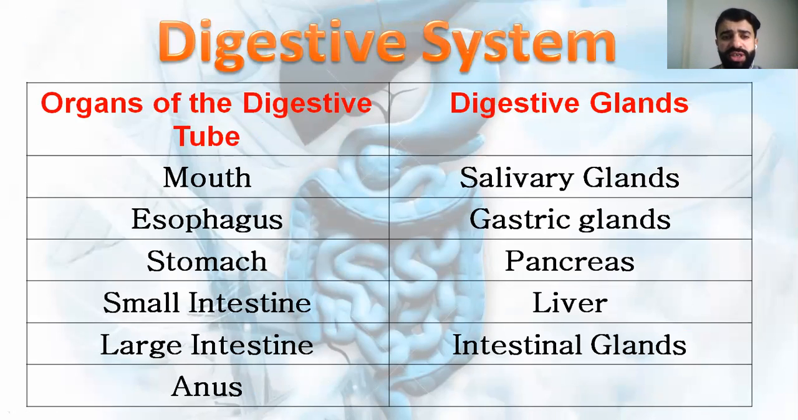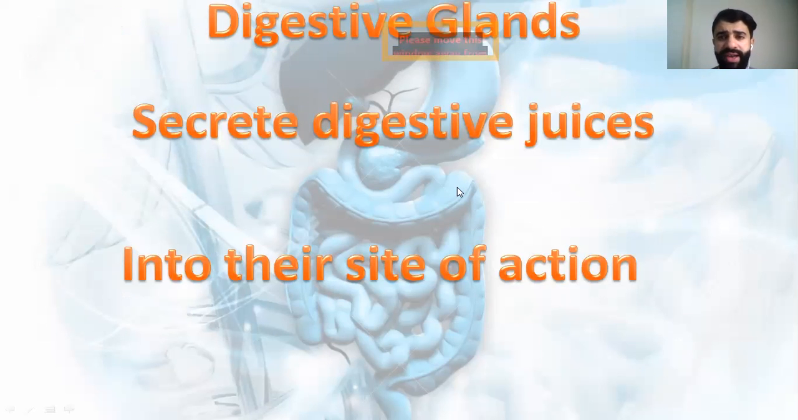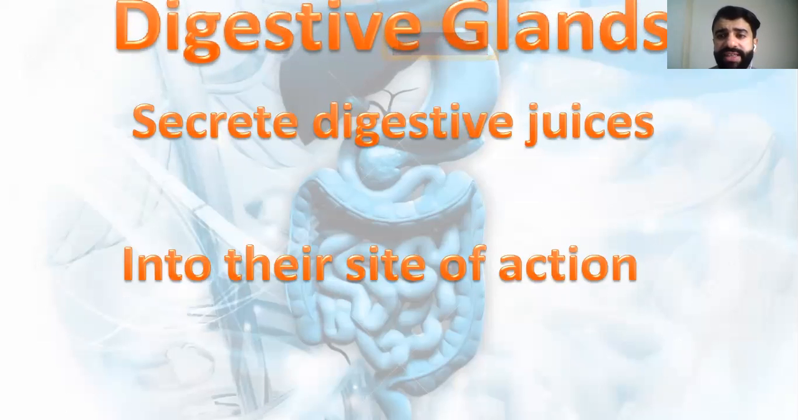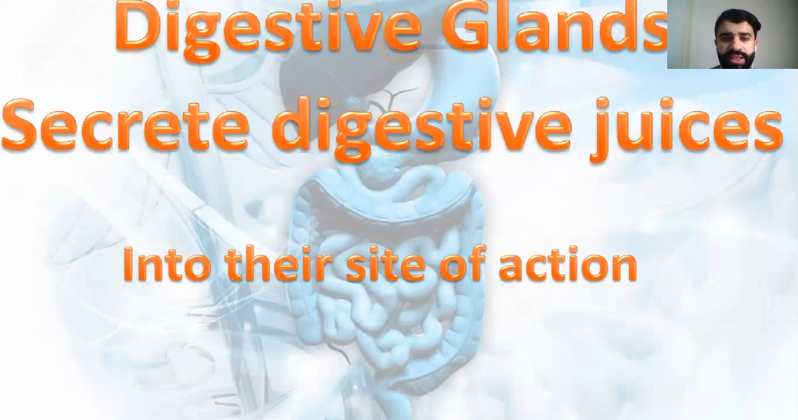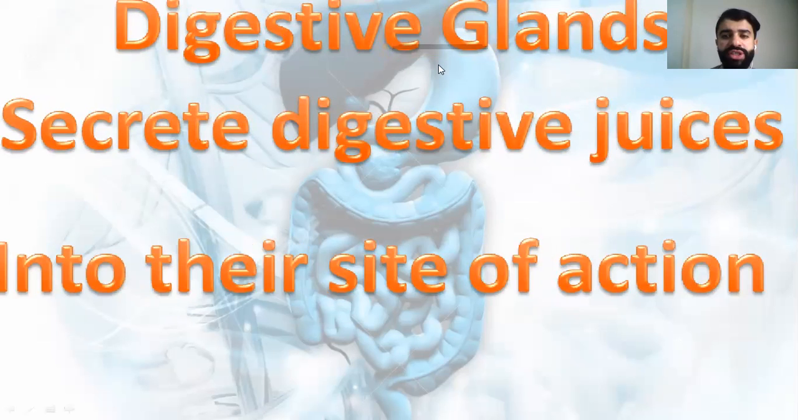The organs of the digestive tube include the mouth, esophagus, stomach, small intestine, large intestine, and finally the anus, where the excess food is going to be excreted in the form of stool. The digestive glands are the salivary glands, the gastric glands, the pancreas, the liver, and also the intestinal glands. So what do digestive glands do? They secrete digestive juices that are secreted into their site of action.